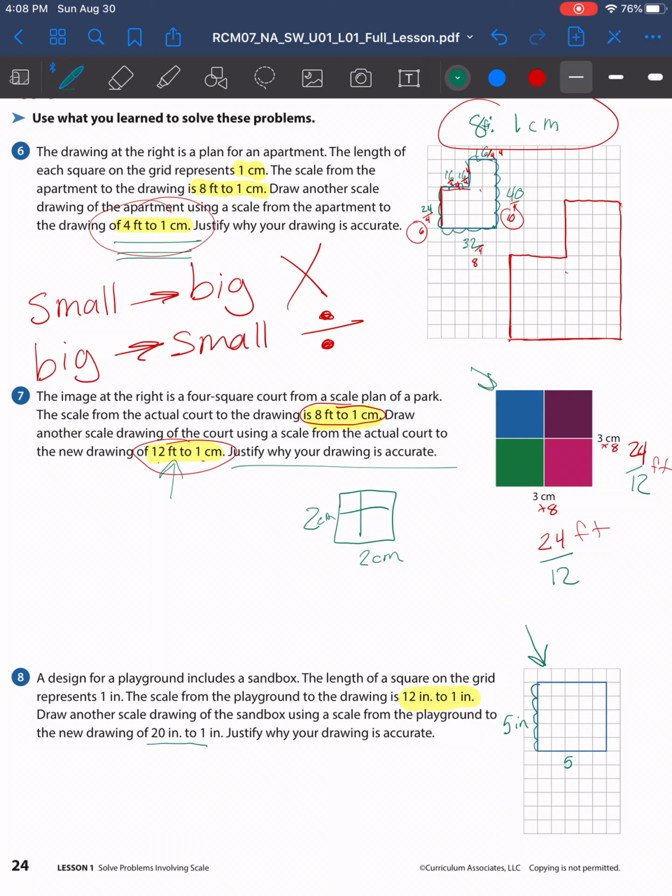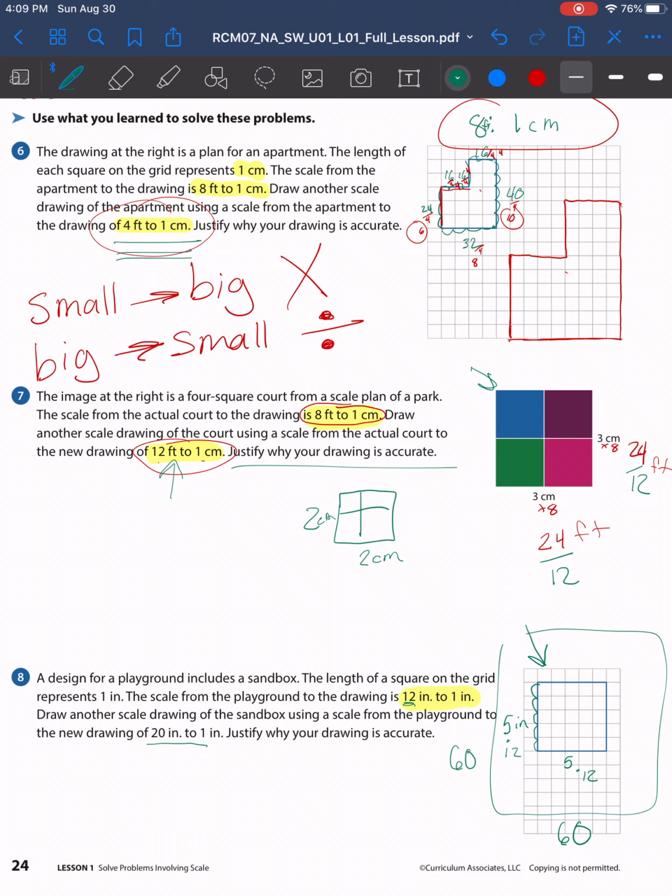First, we are going to blow it up to real life, then we're going to shrink it back down with the new scale, okay? So by blowing it up, I'm going from small to big, so I need to multiply. I'm going to multiply by 12 because that's the scale factor. I know 5 times 12 is 60. I think of a clock. So in real life, this thing is actually 60 by 60, okay?